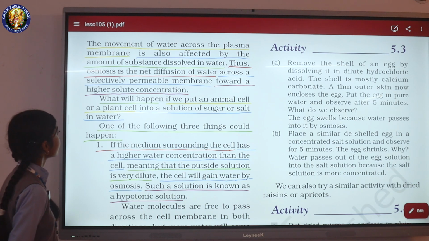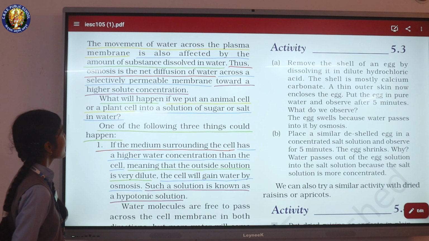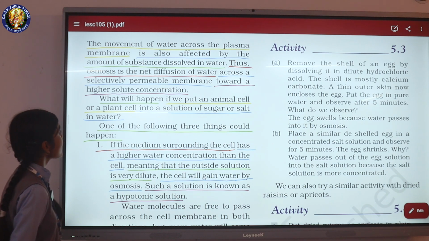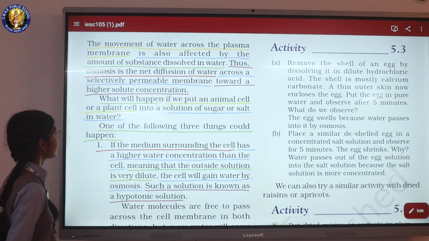Towards a higher solute concentration. What will happen if you put an animal cell or a plant cell into a solution of sugar or salt in water?